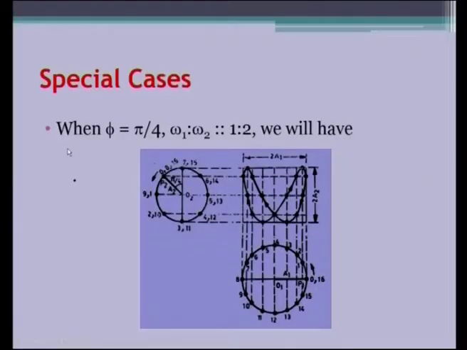What will happen if we relax the phase difference phi equal to 0? Let us have that as a special case here and take up the discussion further. See, when the phase difference phi is taken as 45 degrees or pi by 4 for the frequency ratio omega 1 to omega 2 of 1:2, we will have this kind of shape.